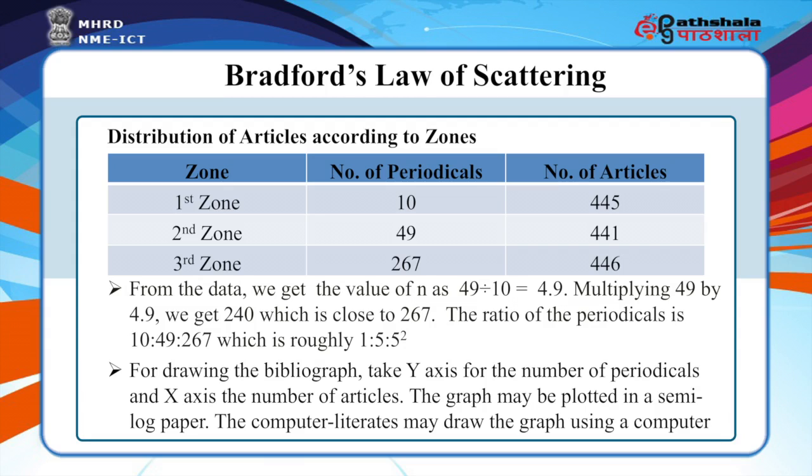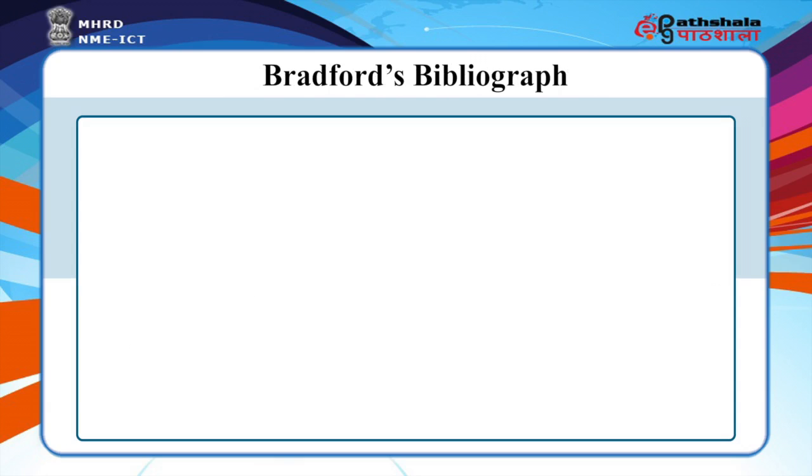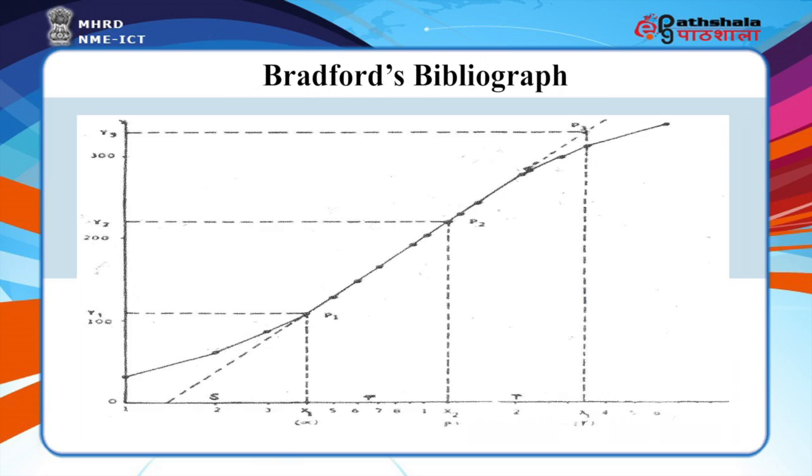For drawing the bibliograph, take y-axis for the number of periodicals and x-axis the number of articles. The graph may be plotted in a semi-log paper. The computer literates may draw the graph using a computer. Bradford Bibliograph. In this graph, x-axis is partial sum of journals in log scale.